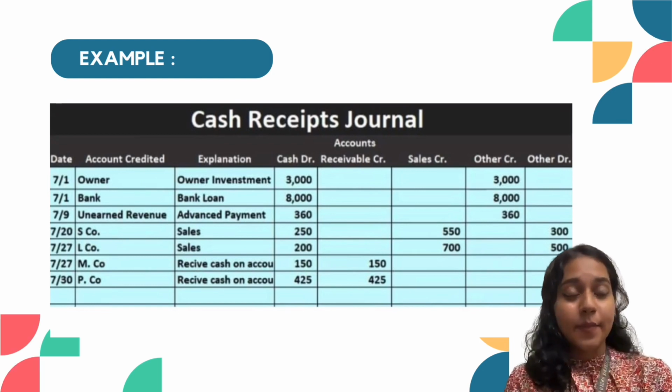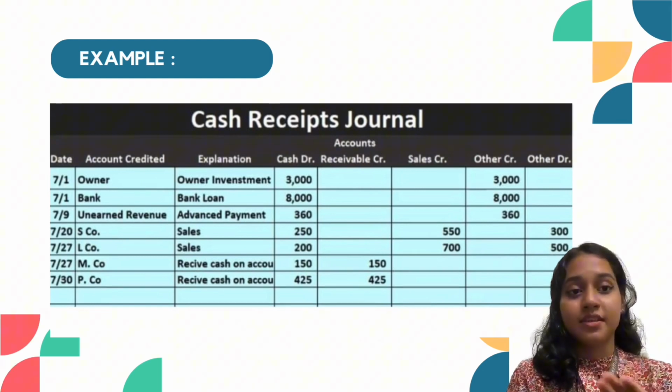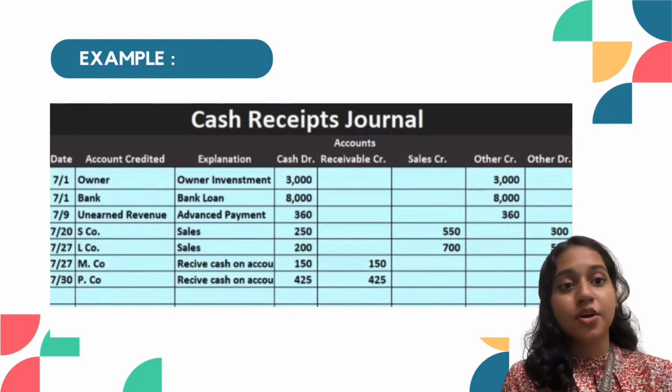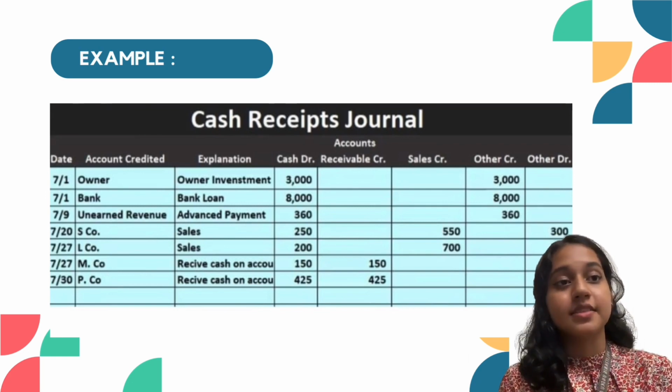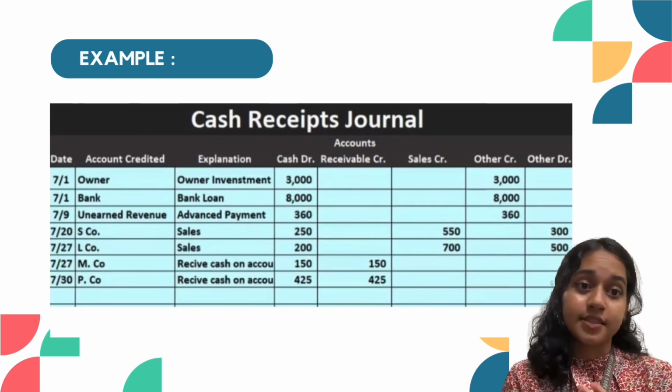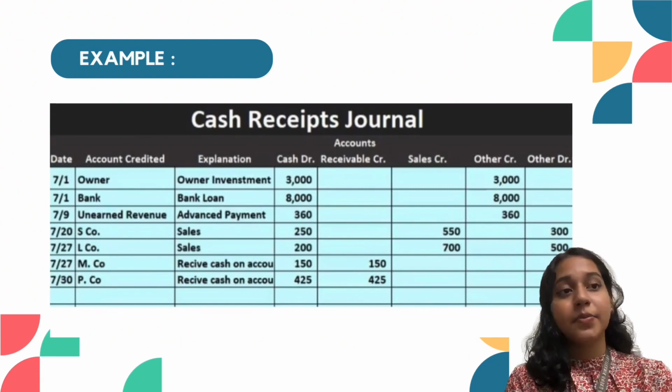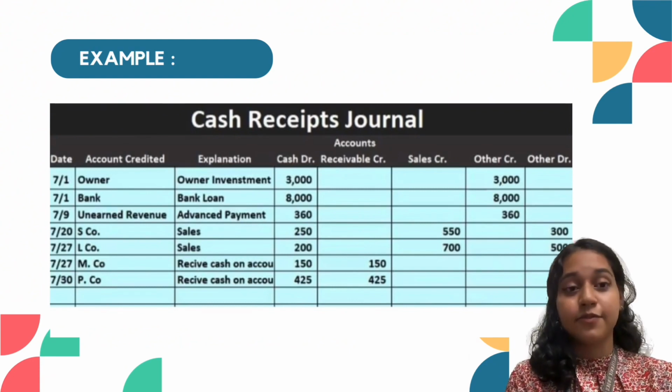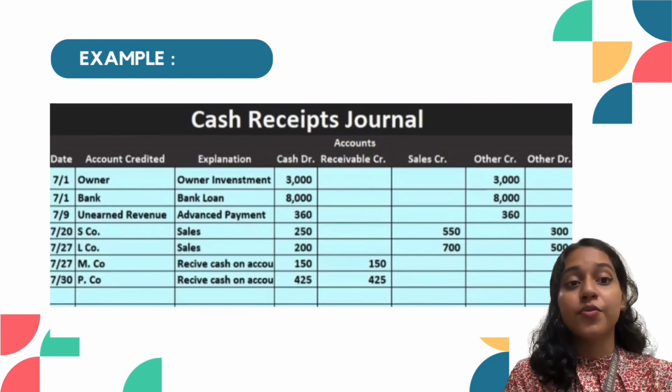There's this example of the cash receipt journal given, and the features of the columns are: the first is the date on which day the transaction happened, and the name of the account credited, and the folio number, and the amount of cash received.